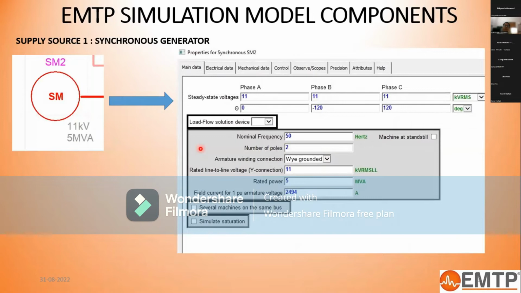So the first component is the synchronous-based source, that is your synchronous generator. In the EMTP model, you can define this symbol, and you will see this toolbox here. It will show the properties. Here you can define the various phases, the available voltage, what is the phase difference, what is the nominal frequency, the number of poles. And this is the advantage.